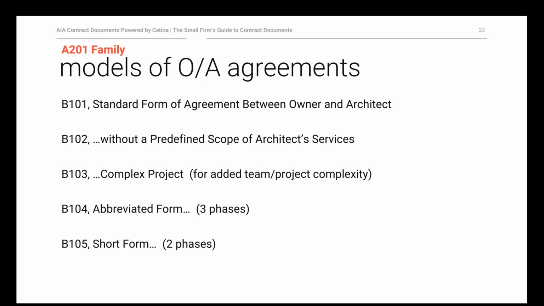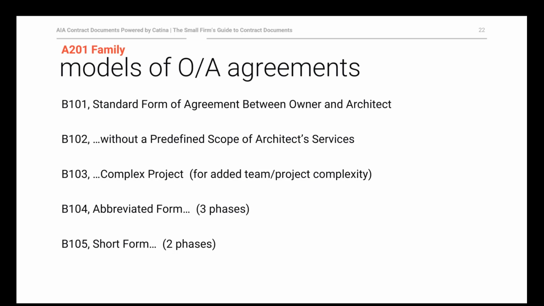The terms are somewhat parsed down. Many of the core features of the B101 are found in the B104, but not all of them. And B105 is a short form agreement. It's only got 2 phases. It's intended for use on a very basic, low risk, low cost project because it's got really parsed down terms.